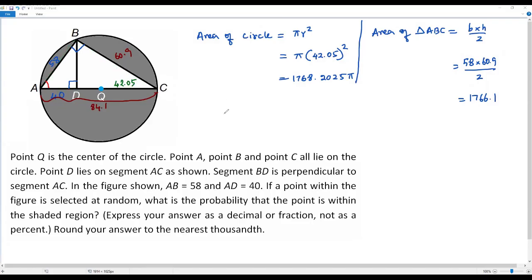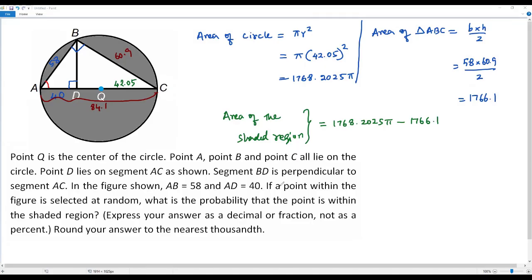Now let me get the area of the shaded region. Let me write the stuff over here. Area of the shaded region. To get the area of the shaded region, we have to subtract the area of this triangle ABC from the area of the circle. Then I'm getting 1768.2025 pi, that is area of circle, negative area of the triangle, 1766.1. Here I got the area of the shaded region.